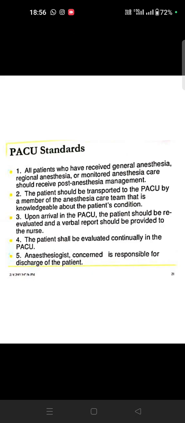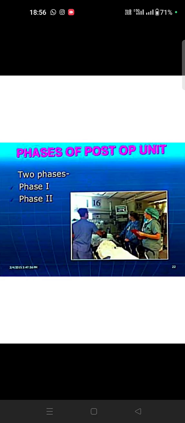Then knowledge about the patient's condition; mainly with that knowledge we can shift to the anesthetic team. So the patient should be re-evaluated, and a verbal report should be provided to the nurse. The patient shall be evaluated continuously. Then the anesthetist is consulted regarding the response and discharge of the patient. So mainly phase 1 and phase 2 will be there.